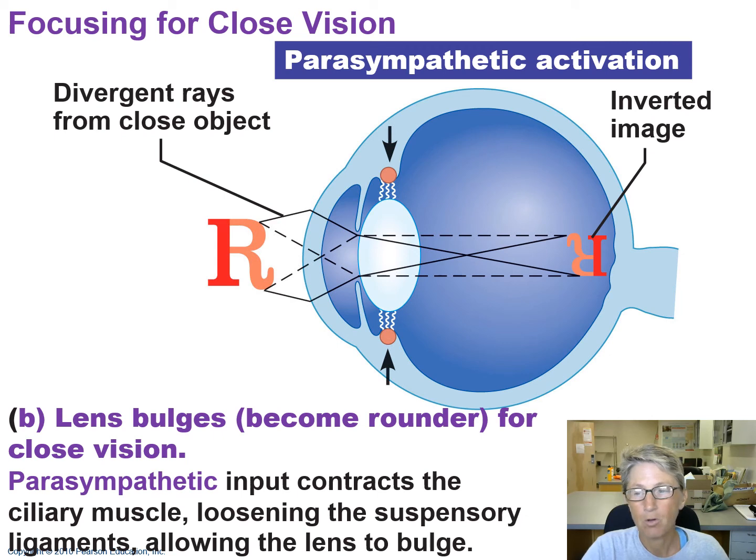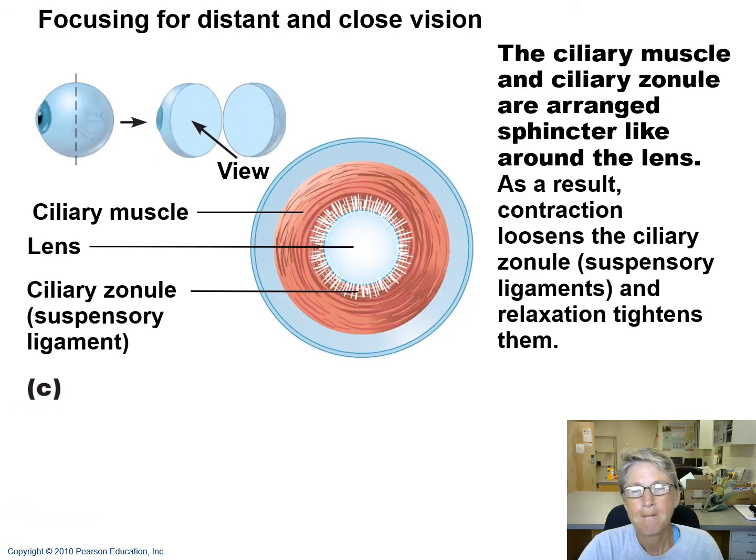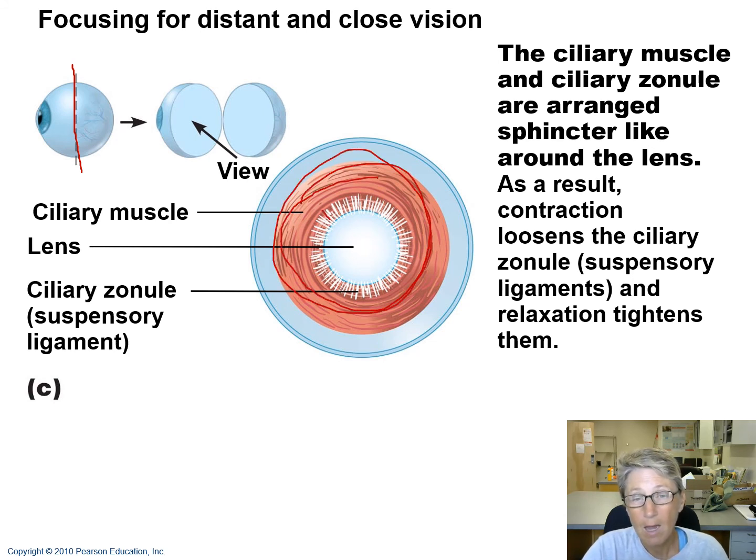And this is a cartoon with all the parts labeled. It looks like you take a frontal section through the eyeball, and then you look inside, and you can see the ciliary muscle as a sphincter, and then these white lines are the suspensory ligaments.